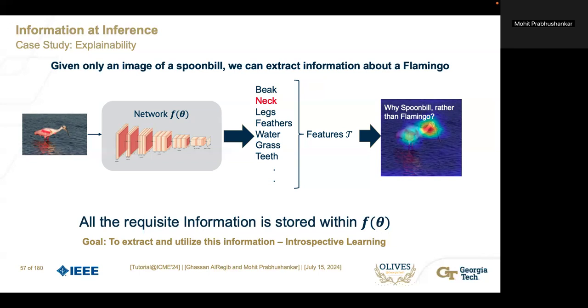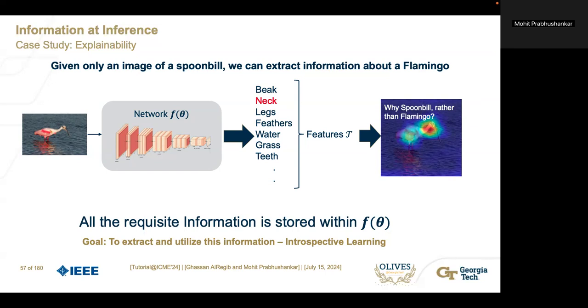Why spoonbill rather than flamingo? Why spoonbill rather than crane? Why spoonbill rather than dash? And so on. And I'll be able to get information about all these things. And this is what visual information is. And this is how I'll be able to extract this kind of information.